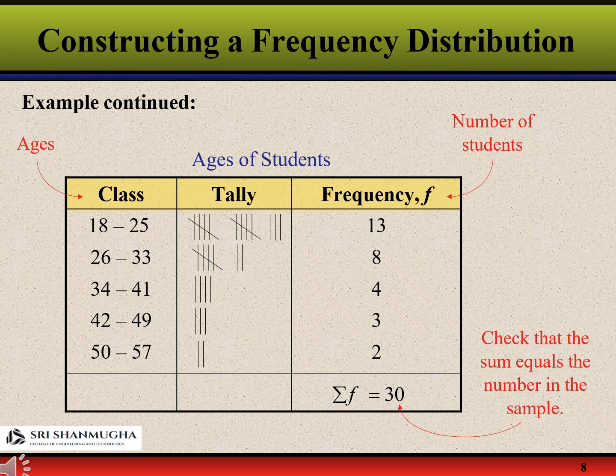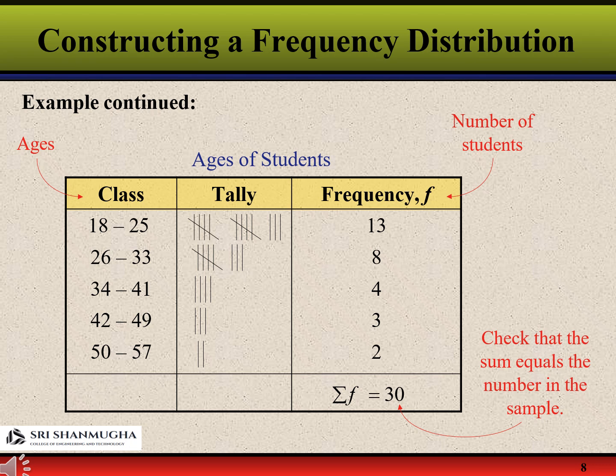Let me look into the example. We have 30 students' age data. The starting age is 18 and the maximum age is 56. We have divided into 5 classes with a range of 8. So the first class range is 18 to 25, the second is 26 to 33, the third class is 34 to 41, the fourth class is 42 to 49, and the last class is 50 to 57.